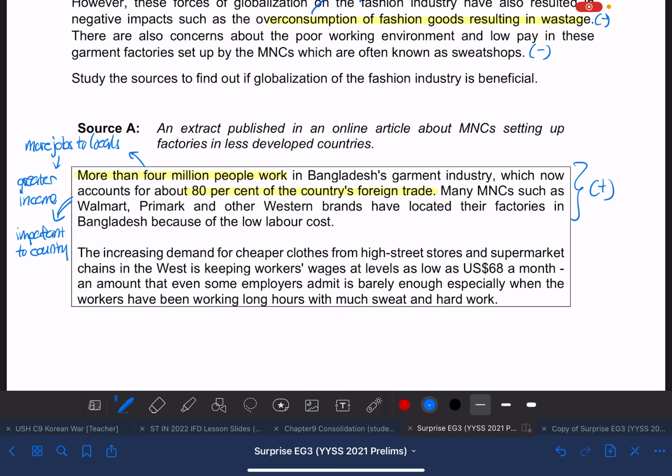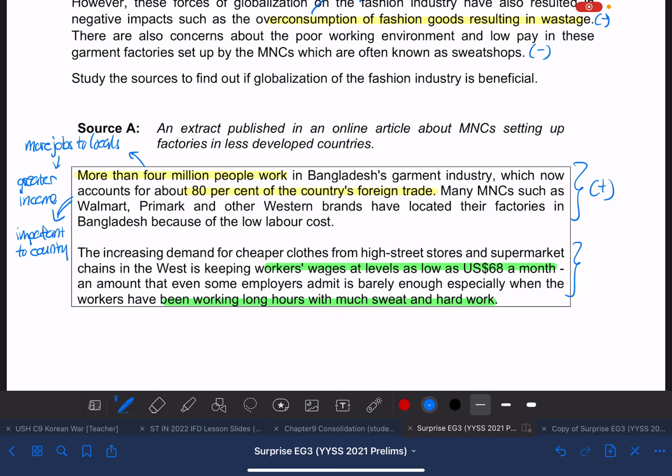But let's move on. The increasing demand for cheaper clothes from high street stores and supermarket chains in the West is keeping workers' wages at levels as low as $68 a month, an amount that even some employers admit is barely enough, especially when the workers have been working long hours with much sweat and hard work. So there are several parts to this, right? What are the working conditions? They work long hours with much sweat and hard work. That's a very, very tough job. But what's worse is that their wages, how much money they earn, is just $68 a month. That's barely enough to survive.